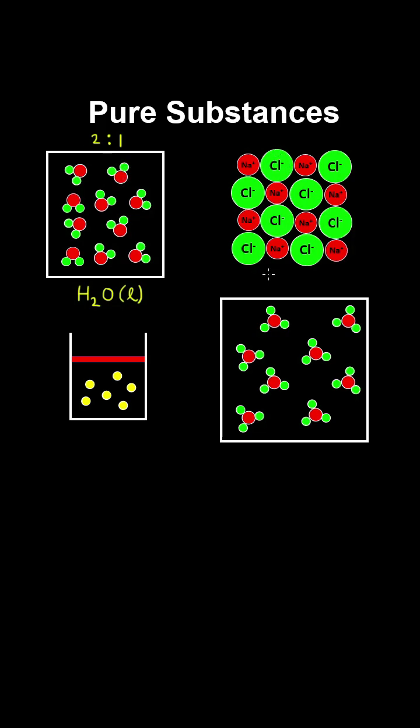So in this second example we have table salt. So here we can see there's a 1-to-1 ratio between the sodium ions and the chlorine ions. And in this example, we have neon gas, which consists of 1 type of atom, so that's a pure substance. And in this next example, we have ammonia, which is a gas. So for every nitrogen atom in each molecule, we have 3 hydrogen atoms. And again, that doesn't change no matter how big the sample is.